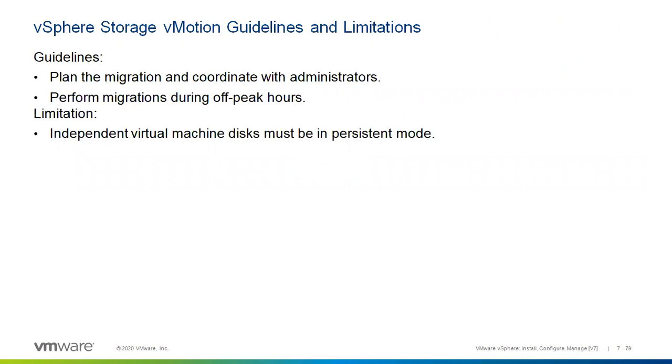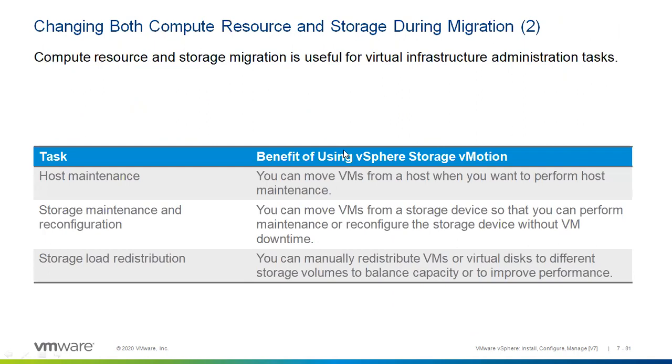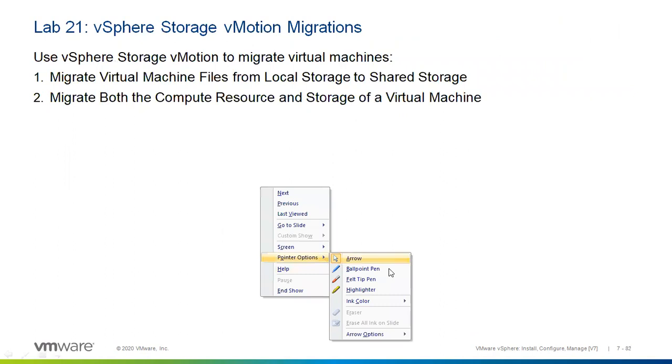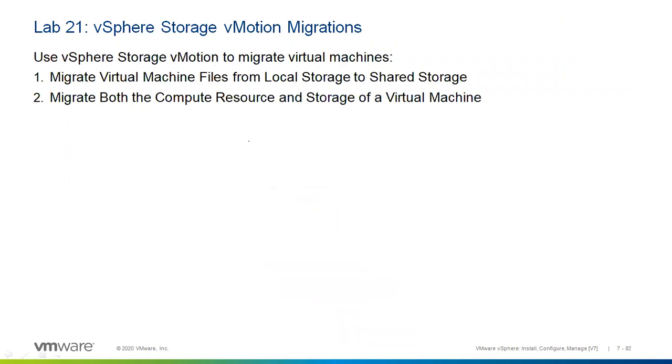All right, so plan and coordinate: the individual virtual machine disk should be in persistent mode. These are the virtual machine settings. If it's set to persistent mode, it will not be migrated. Here is some lab. Definitely we will perform storage vMotion and both.